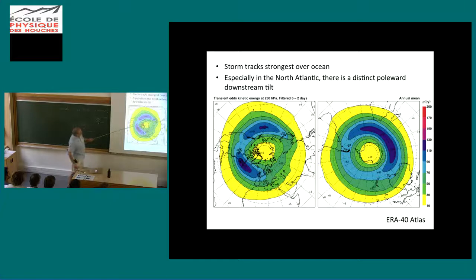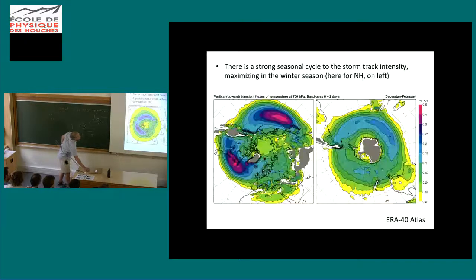And there is this distinct downstream tilt, especially in the kinetic energy, which you can see around here, and especially in the Northern Hemisphere. So that's an important aspect of the jets. And in the Southern Hemisphere, even there, there's a downstream tilt if you look carefully.